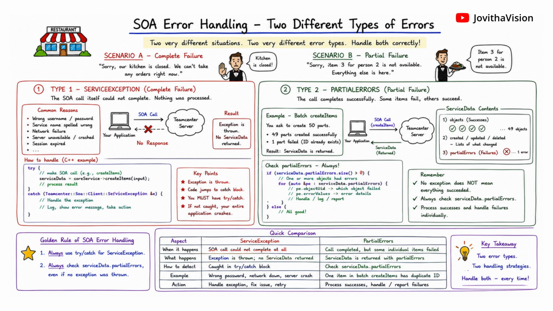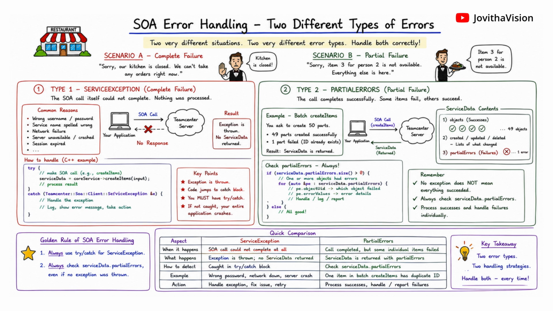That is a complete failure. Nothing happened, no food is coming. In scenario B, the waiter comes back with your table's order. Most dishes arrived, but he says, "Sorry, we could not make item number 3 for person 2. We ran out of that ingredient. Everything else is here though." Those are two very different situations. SOA has one type of error for each scenario.